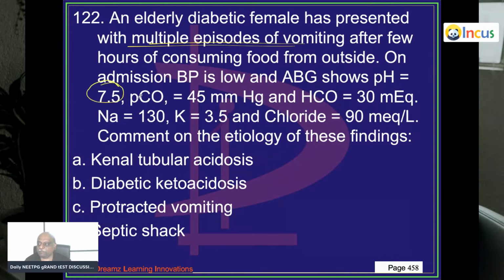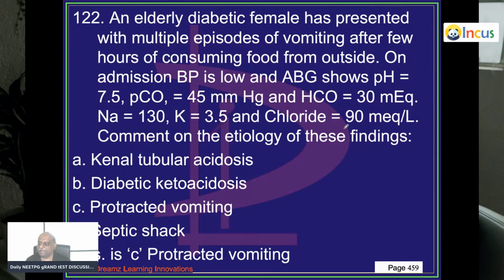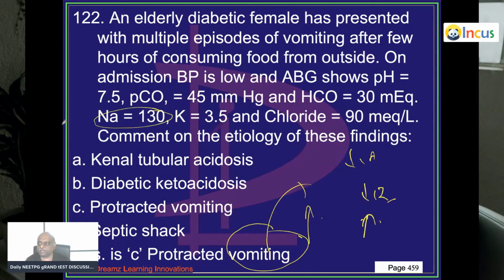pH is 7.5, PCO2 is 45 elevated, bicarb is 30, sodium is 130, potassium 3.5, chloride 90. Any protracted vomiting leads to low plasma volume, decreases renal plasma flow, increases renin-angiotensin-aldosterone. Aldosterone will cause sodium retention, potassium loss, and metabolic alkalosis.